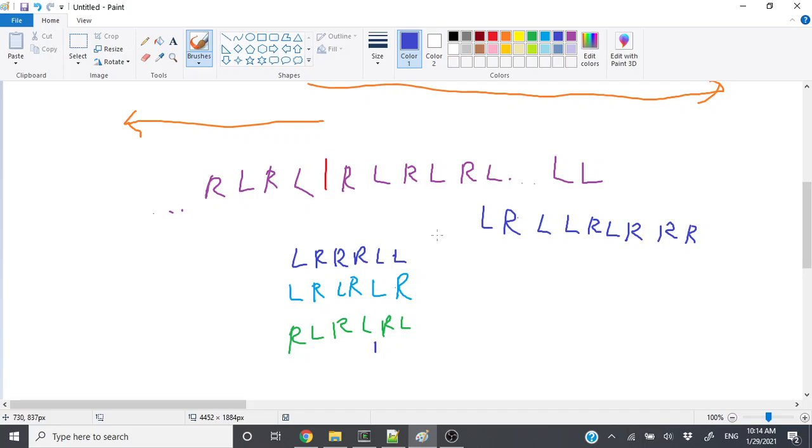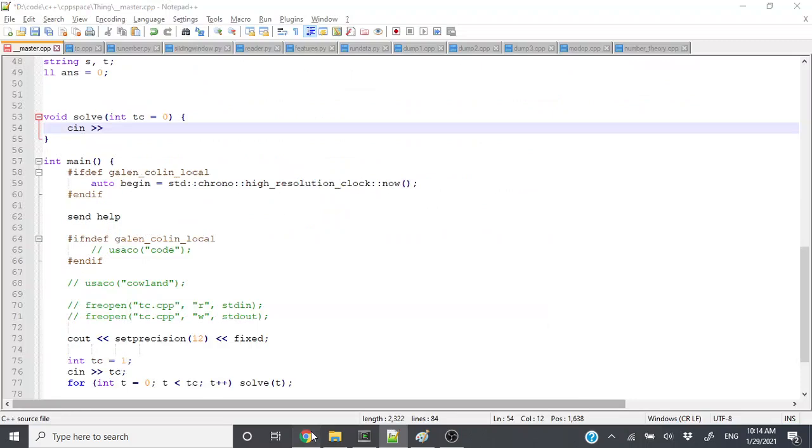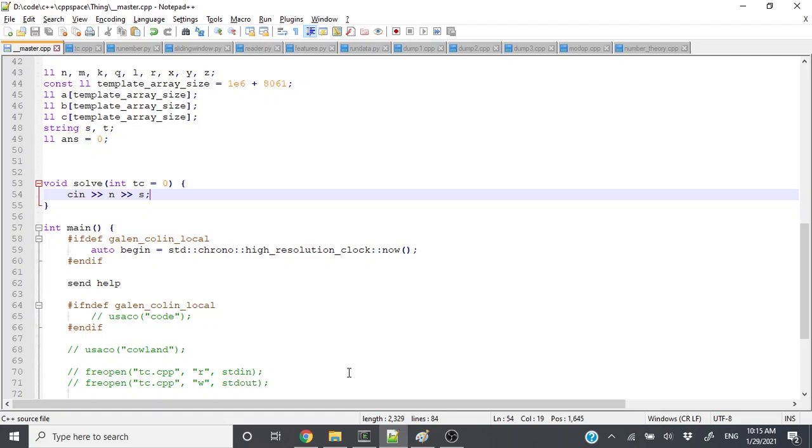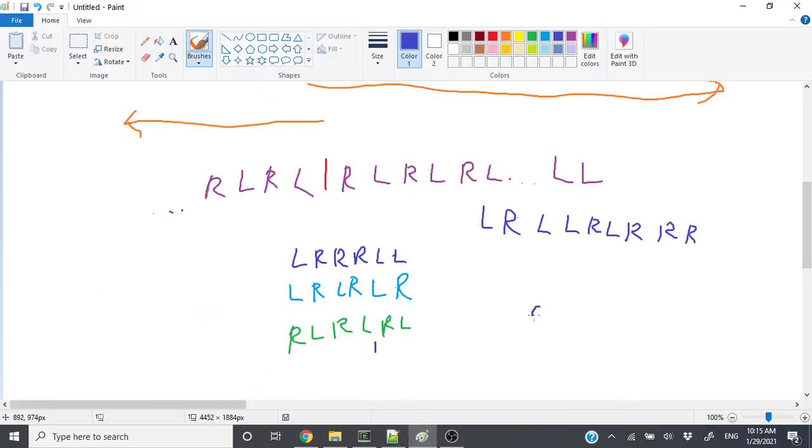And then we do the same thing for the left, and then we just do it. So let's see. We get the length of the string, N to S. Then we'll say A is the best we can do on the left, and then B is the best we can do on the right. This is just my notation. And then the answer is 1 plus A[i] plus B[i].